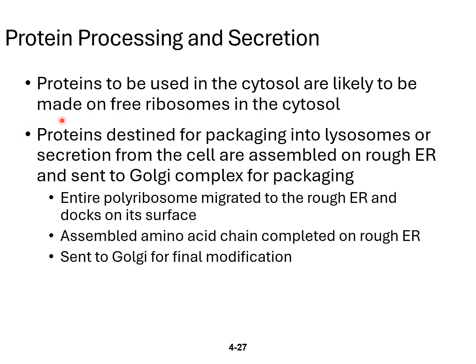So, like I said, proteins used in the cytosol are likely to be made on free ribosomes in the cytosol, because they're smaller. Proteins destined to be packaged into lysosomes or secreted from the cell are assembled in the rough ER and sent to the Golgi complex for packaging. They do this because they're much more complex.